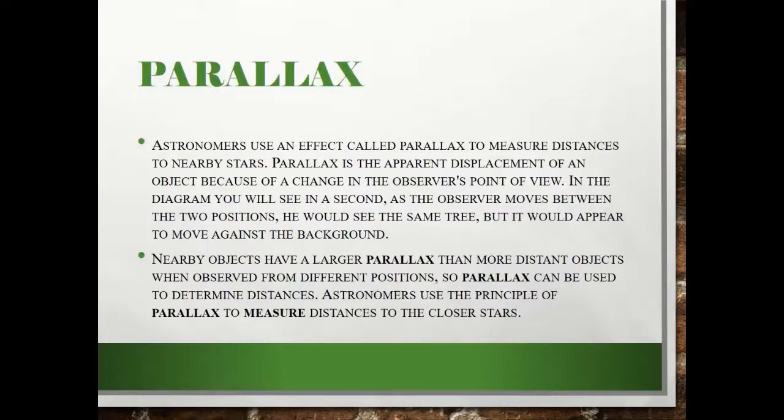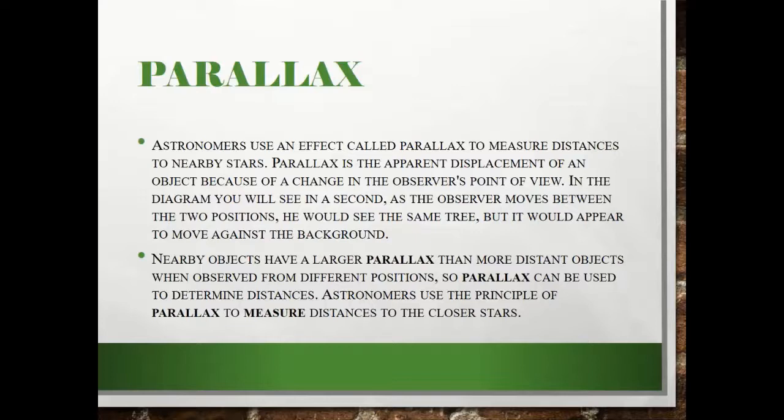Now, astronomers use an effect called parallax to measure distances to nearby stars. Parallax is the apparent displacement or movement of an object because of a change in the observer's point of view. In the diagram I'll pull up here in a second, as the observer moves between the two positions, he would see the same tree, but it would appear to move with respect to the background. Nearby objects have a larger parallax than more distant objects when observed from different positions, so parallax can be used to determine distances. Astronomers use this principle of parallax to measure distances to the closer stars.